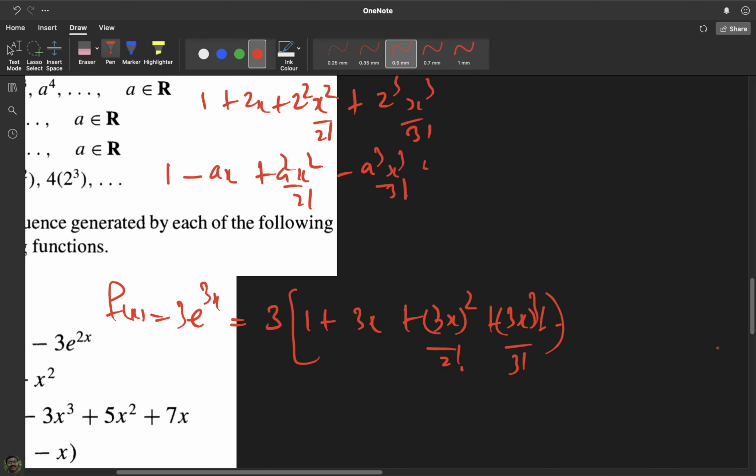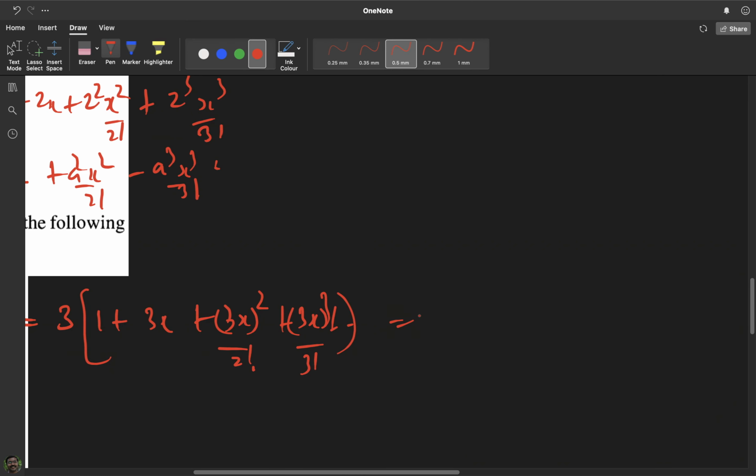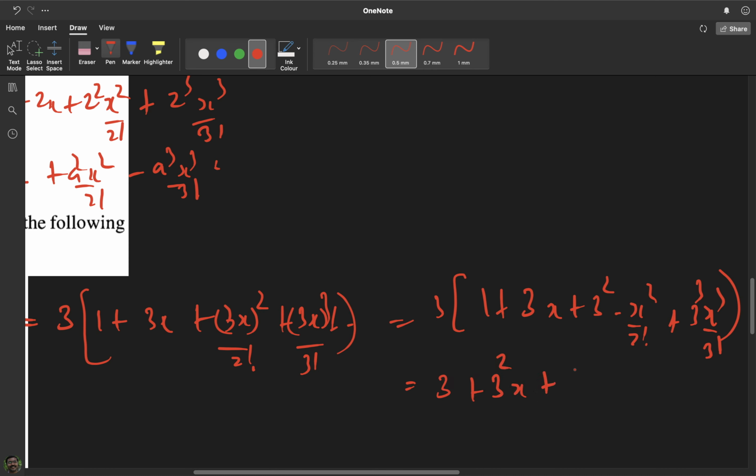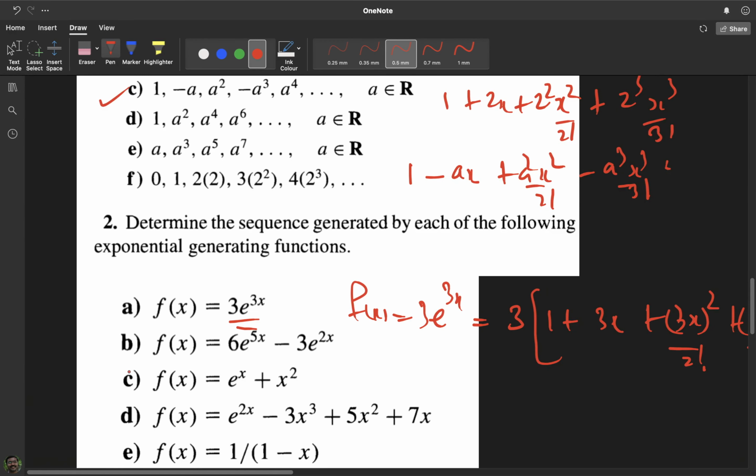So what is the sequence which you will be getting? It is nothing but 3 into 1 plus 3x plus 3 square into x square by 2 factorial, then we'll have 3 cube into x cube by 3 factorial, or if you multiply the 3 inside, we'll be having 3 plus 3 square x plus 3 cube x square by 2 factorial plus 3 raised to 4 x cube by 3 factorial. So the corresponding sequence is 3, 3 square, 3 cube, 3 raised to 4. So this is the sequence which is being determined by this exponential generating function.